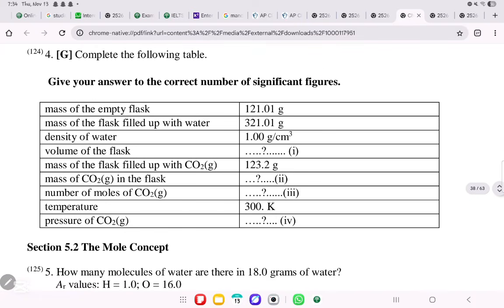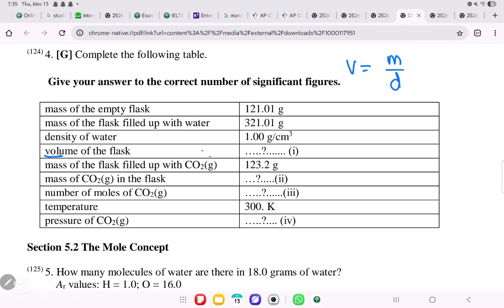Complete the table below. Give your answer to the correct number of significant figures. So, the mass of the empty flask is 121.01 grams. The mass of the flask filled with water is 321.0 grams. The density of water is 1 gram per centimeter cubed. They want the volume of the flask. From an equation you're supposed to know, volume is equal to mass over density.